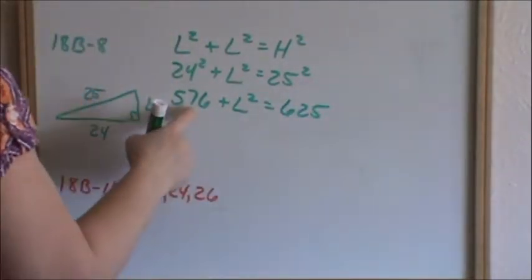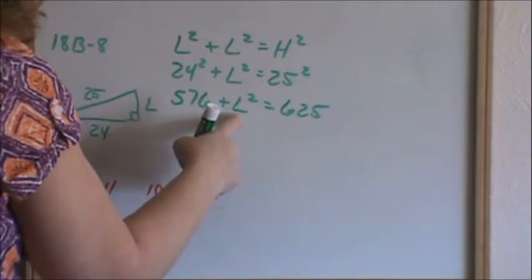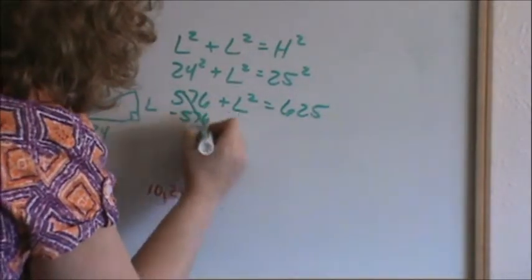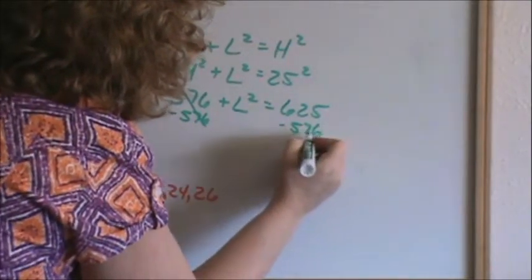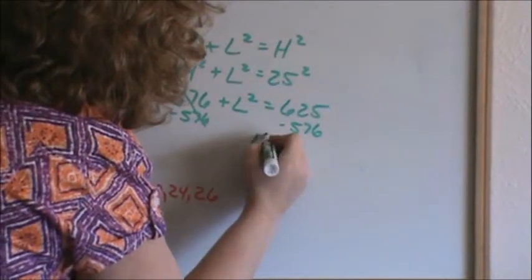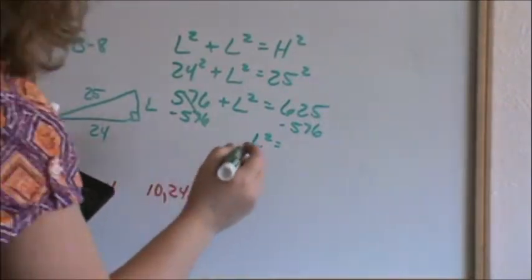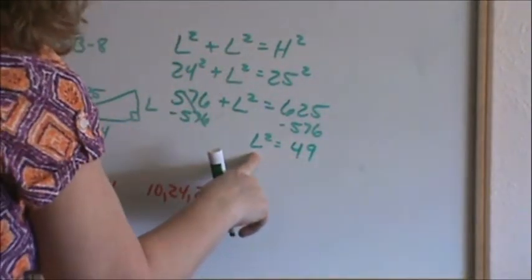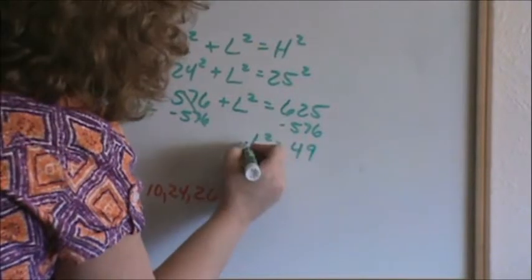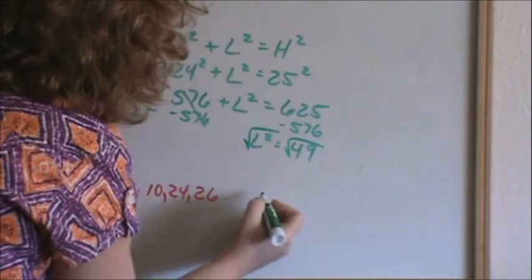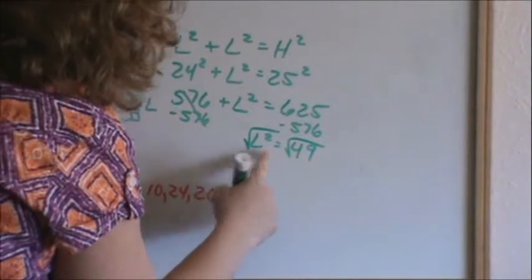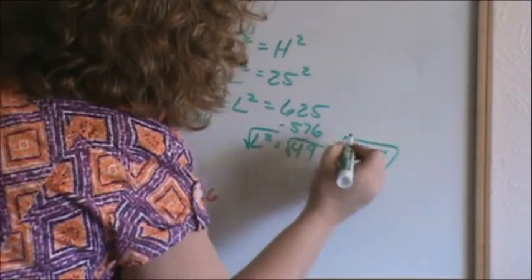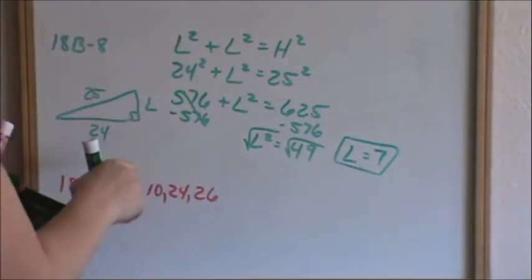Using algebra, you get numbers on one side and your variables on the other side. Okay, so we need to get our numbers together. So leg squared equals 49. I'm not done because I want the leg, not just leg squared. So in order to get the leg, I take the square root of both sides. The square root of L squared is just L, and the square root of 49 is 7. So we know that the length of that leg is 7.